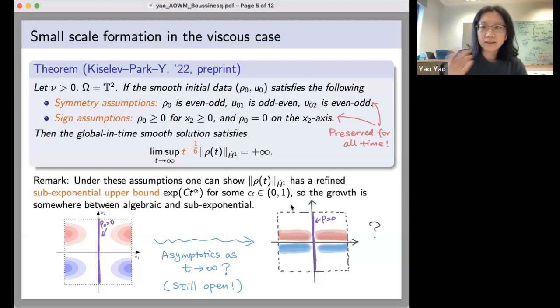Another interesting thing that I would like to remark is that even though we are able to prove that the solution must satisfy this estimate, saying that the H1 norm, which means the first derivative of the density, will keep growing as time goes to infinity, we actually don't know whether the density will be converging to something or not.